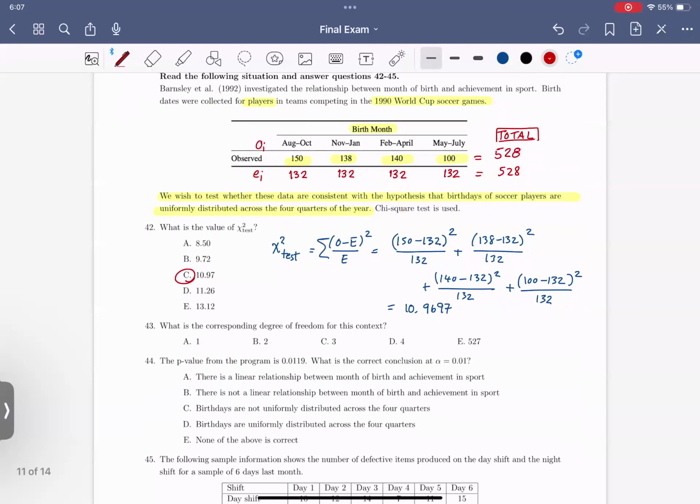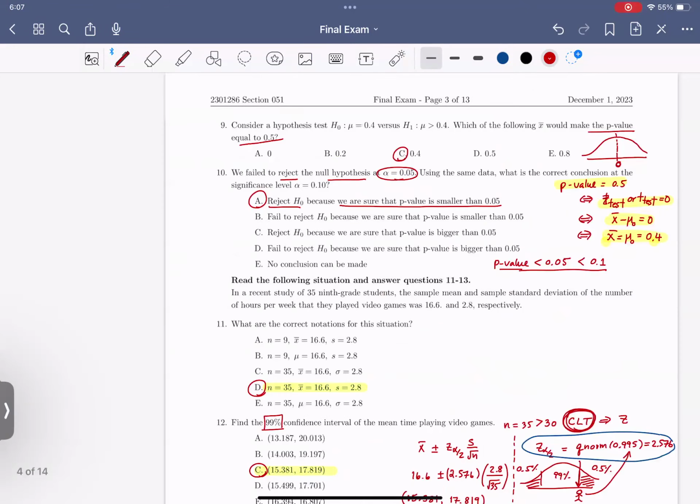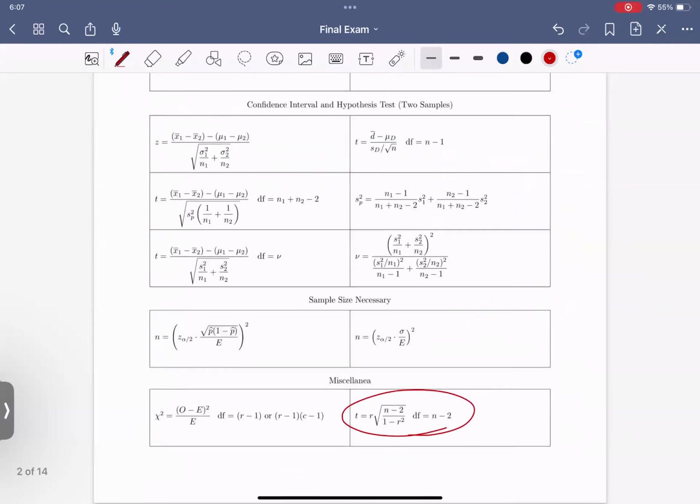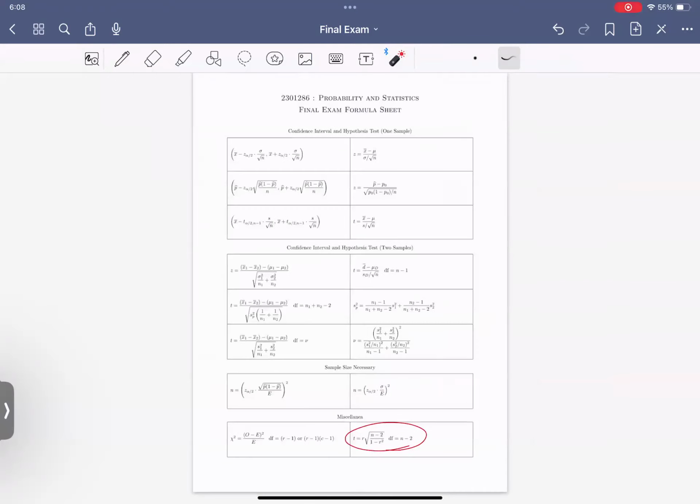Question 43, the corresponding degree of freedom is what? It's actually the number of groups minus 1, which is 3, right? You actually have this information on the formula sheet as well, for those of you who don't know. Here is the formula, and the degree of freedom is R minus 1, which is the number of groups minus 1, for the goodness of fit test. Okay. All right, keep going.